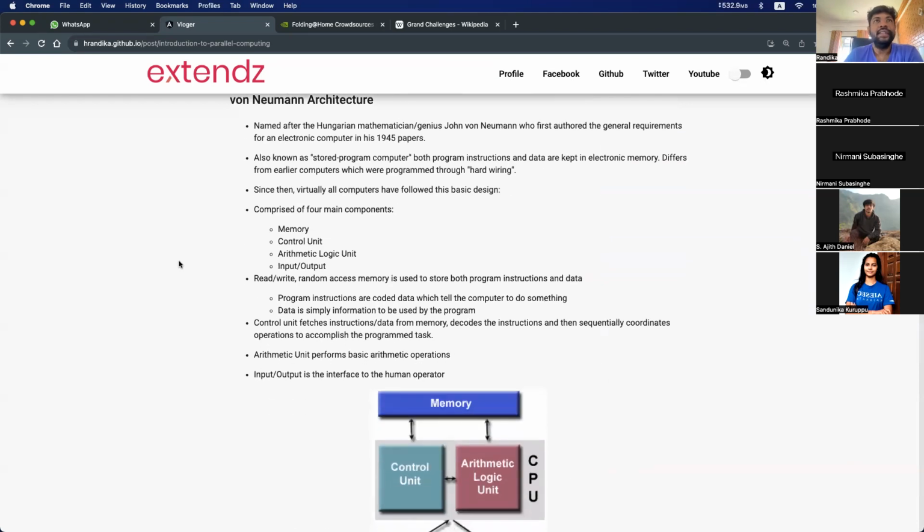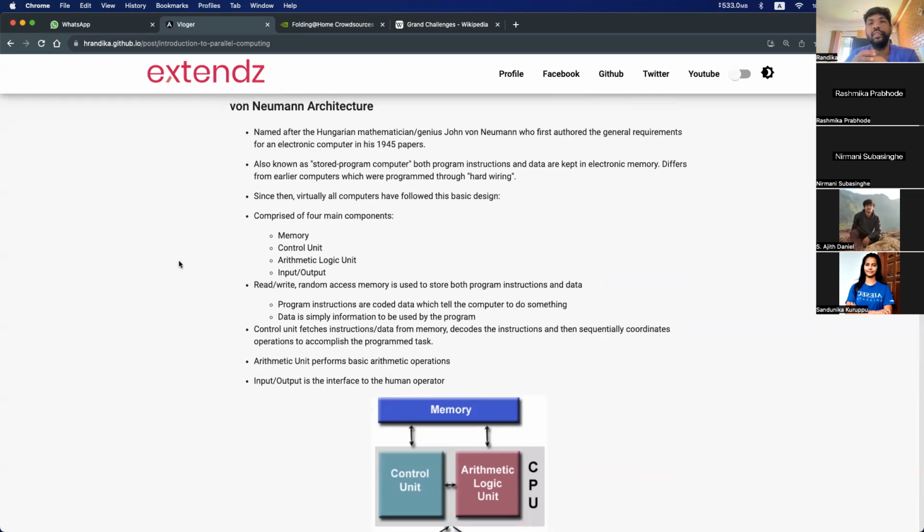So these are the basic computer architecture that we use: the von Neumann architecture. This is the architecture of any accessible machine we are using, unless you are using a quantum computer. For general users, whether it is Intel, AMD, Macintosh, or anything like ARM, we use the von Neumann architecture for modeling our computers and their resources. It is named after the mathematician John von Neumann, who authored the general requirements for electronic computers in 1945. In honor of him, we name this.